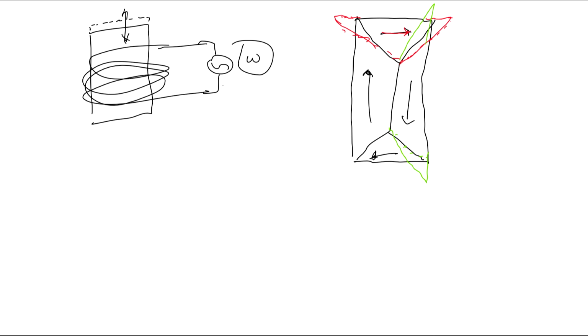Okay, so now let's look at the domains. So imagine that you have one domain and another domain. The boundary between two domains is called a domain wall.